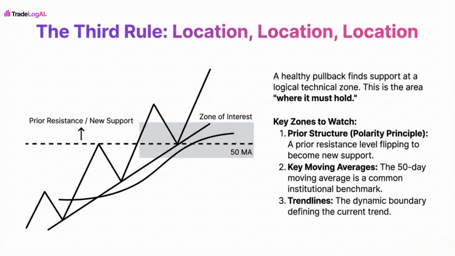A pullback is only healthy if it happens at a logical place to hold. The chart highlights a zone of interest, where the market should defend if the trend is real. Key zones include prior structure through polarity, where old resistance becomes new support, dynamic areas like moving averages, the slide references the 50 MA, and trend lines acting as a boundary. The question to ask is, where must it hold for my idea to remain valid?